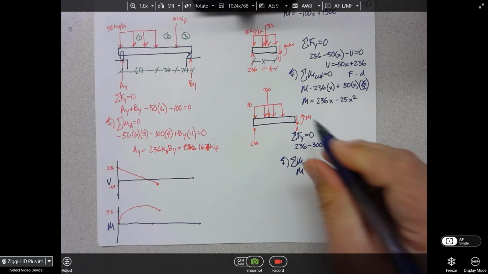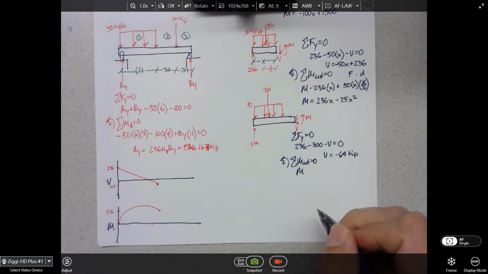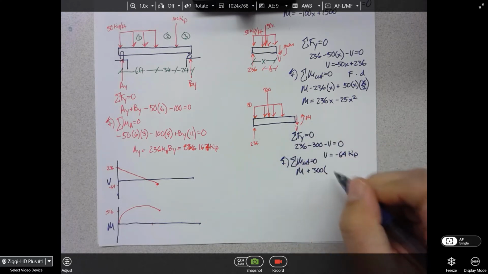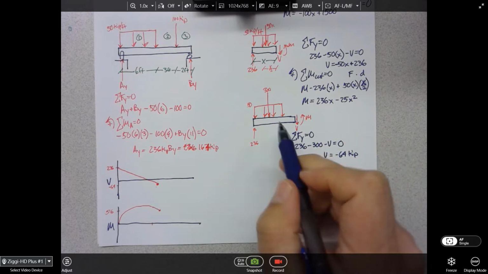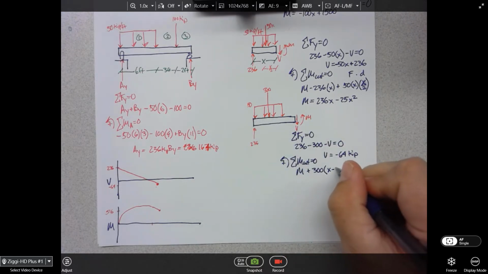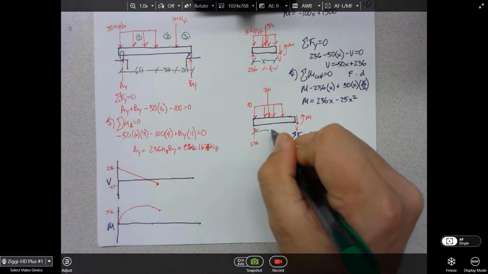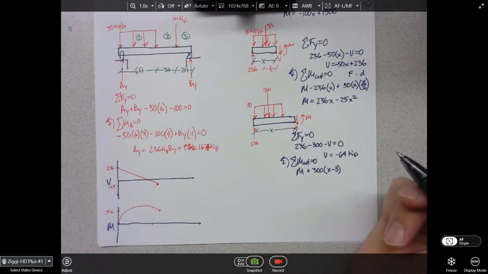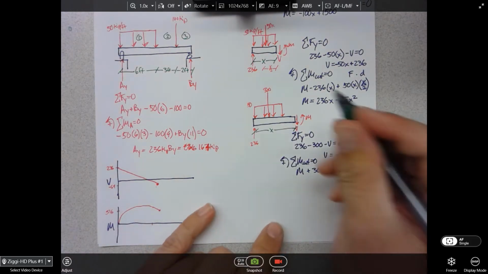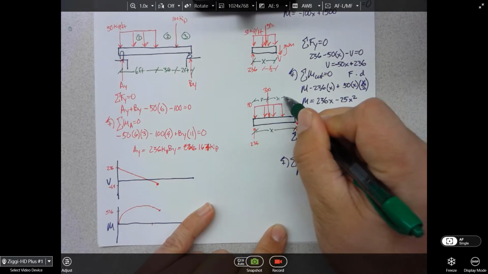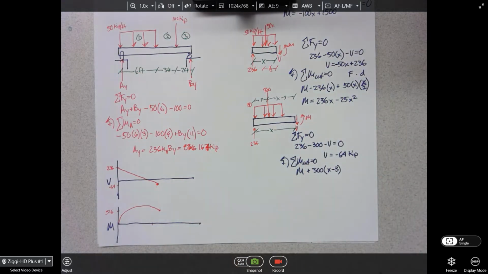We'll have the reactive moment plus 300 times x minus 3. You can tell me where x minus 3 comes from. So it's the middle of this. This is 3, right? So then this is x minus 3. I could not see those when I took this class. It was so hard for me to get those. Okay.